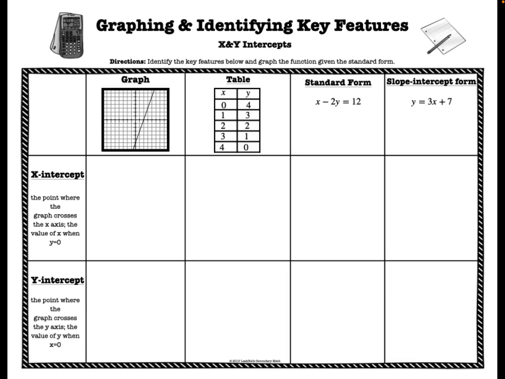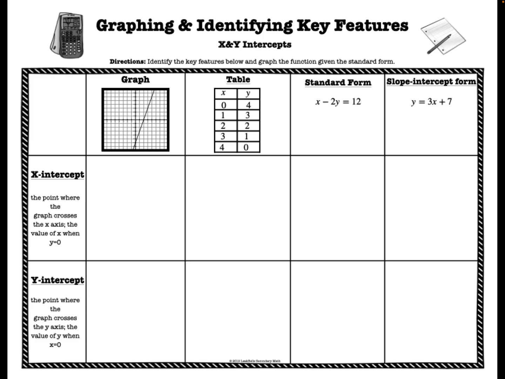All right. For the past few days, we've been talking about slope-intercept form, standard form, and point-slope form, and what key feature is best to find given that form. Well, today we're going to talk about how to determine the x and y intercept. In particular, we're going to talk about if we're given a graph, a table, standard form, or slope-intercept form.